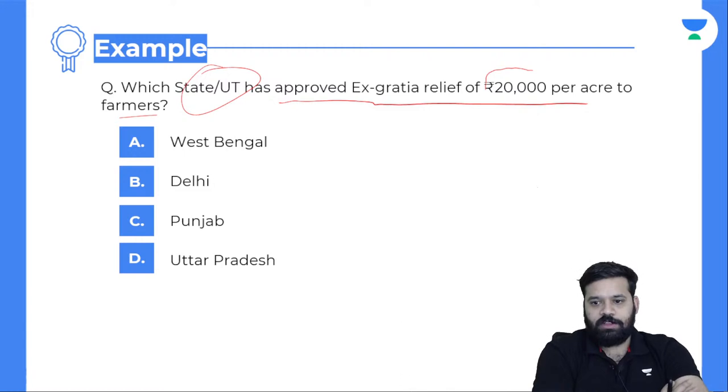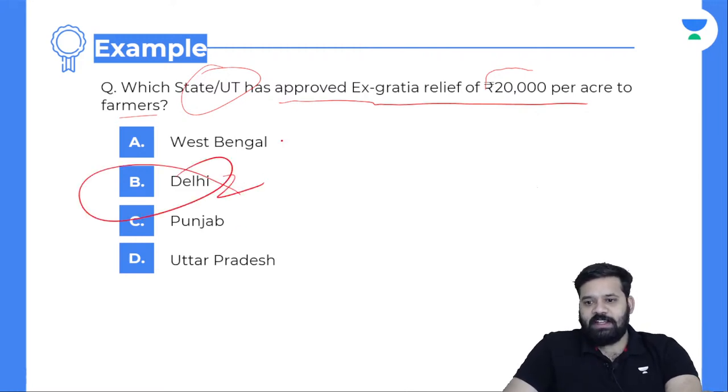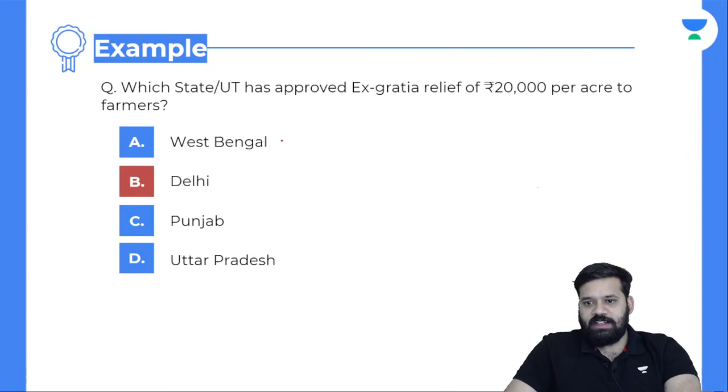Which state or union territory is it? No, it is not Uttar Pradesh, it is Delhi. Delhi is the right answer. Yes, Himanshi, Delhi is right.